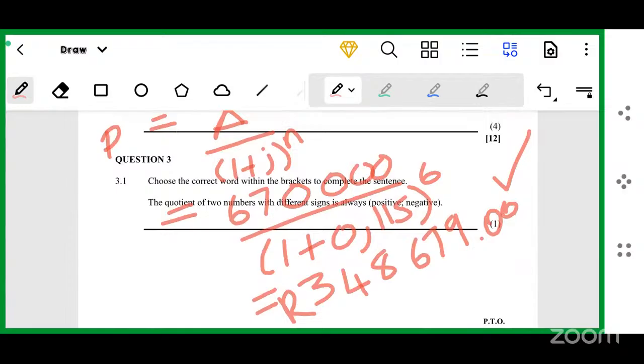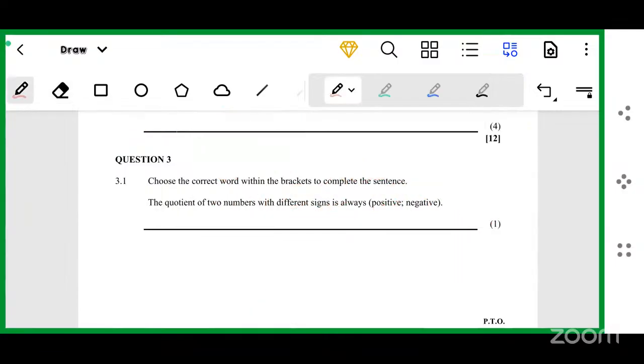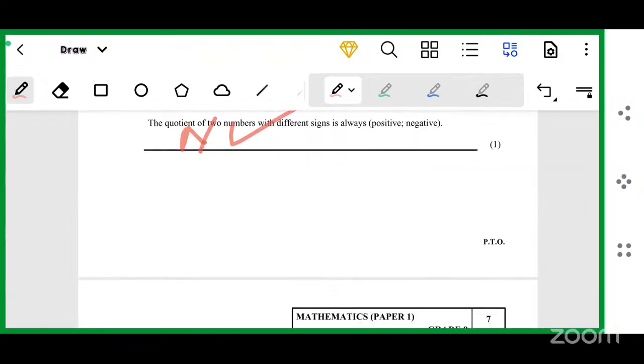So, question 3, it says choose the correct word within the brackets to complete the sentence. The quotient of two numbers with different signs is always positive or negative. What do you think? Is it always positive? Is it negative? I think it's always negative. Very correct. It's always negative.